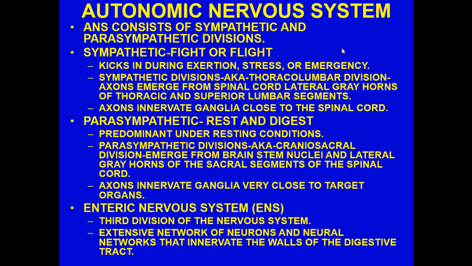We have to keep mindful of one other particular division of the nervous system, that is the enteric nervous system, ENS. This is an extensive network of neurons and neural networks that innervate the walls of the digestive tract. We will go through more of this once we get to the digestive system in A&P 2.